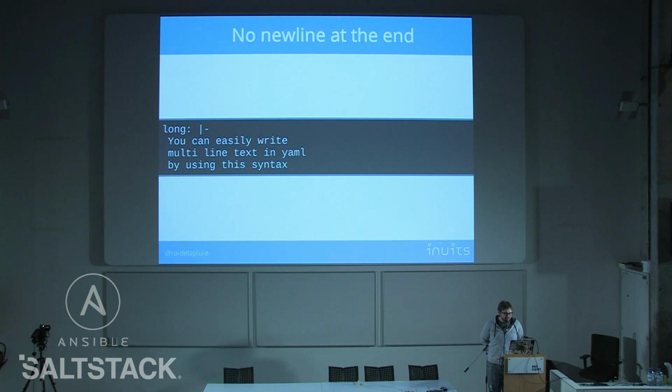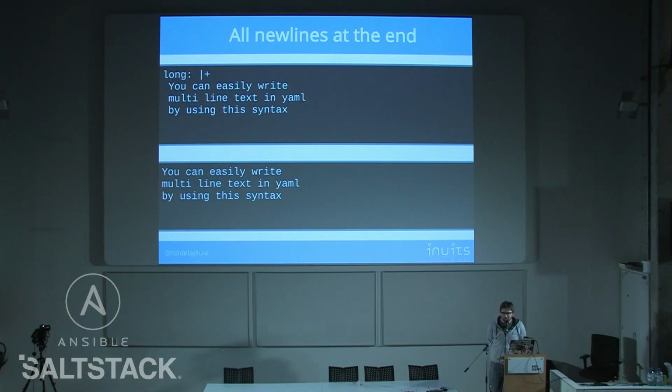So now you can decide that you don't want the new line at the end. So this is the same as the previous one. You have multiple lines, but then it will not end with a new line, which in some cases is quite useful. But sometimes you actually want the new lines, and you want a lot of new lines, so you can add the plus sign. And then you can have as many new lines as you want at the end of your string, which I guess a lot of people want all the time, right?